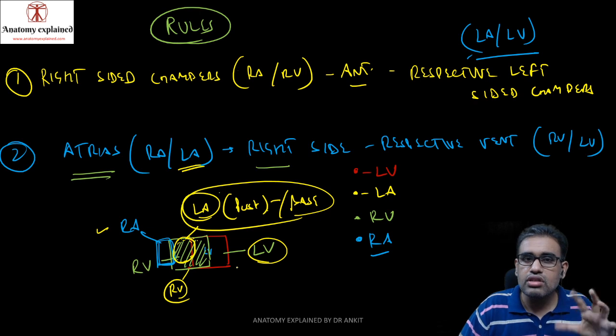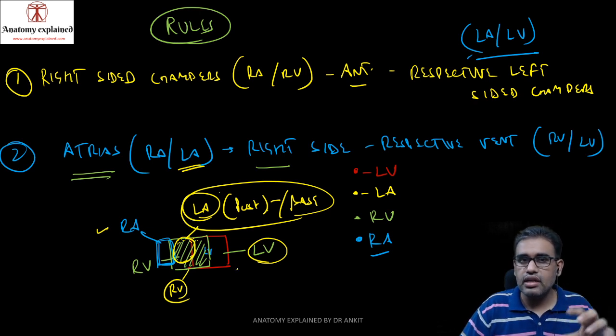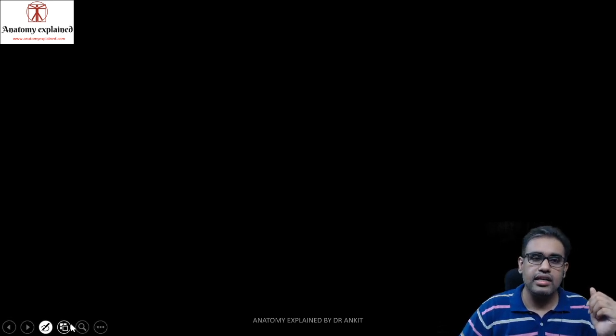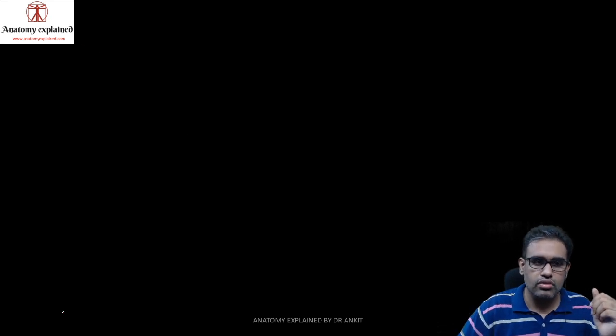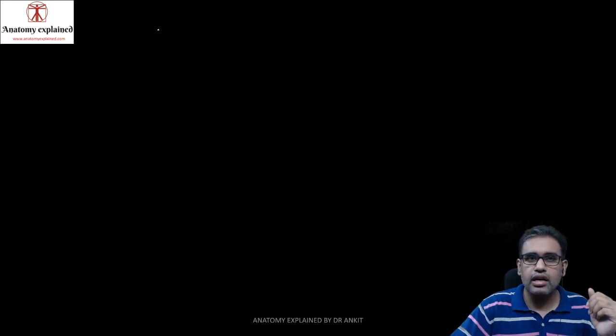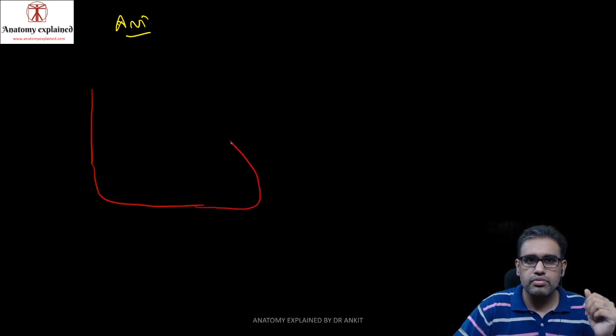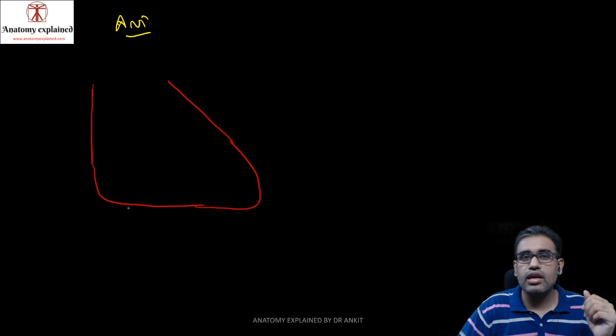So this is how the chambers are associated in relation to each other. Okay, so if we now look at the border, we can make the heart as a whole. So if we are making the heart, how does it look from the anterior view? It may appear somewhat like this, that this is your heart over here from the anterior view.